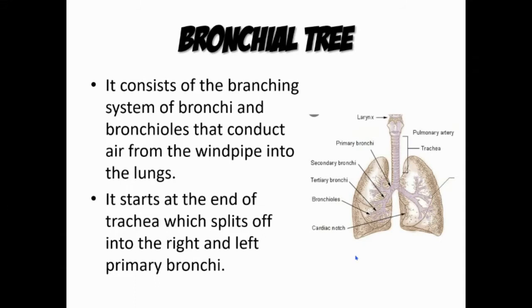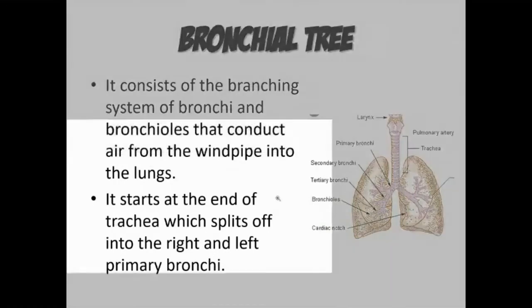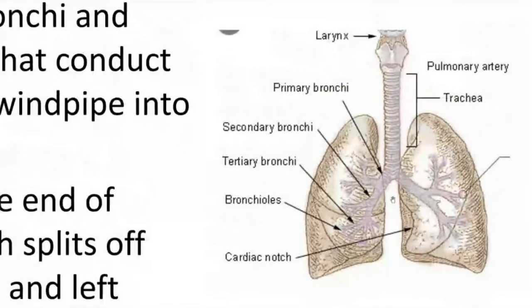And then yung bronchial tree, it consists of the branching system of bronchi and then bronchioles that conduct air from the windpipe into the lung. It starts at the end of the trachea, which splits off into the right and left primary bronchi. Nakita naman natin yung primary, secondary, tertiary bronchi. Nakita natin siya na mas malinaw.